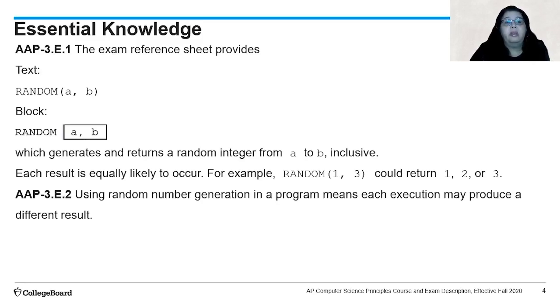On the AP-CSP exam, randomization is expressed with parameters in text form as A comma B, and also in block form with A comma B within a block. What you need to take away is that the range of numbers expressed as A and B are inclusive. For example, random 1 comma 3 means that piece of code will return either 1, 2, or 3. So that is the range, and the numbers are bookends, but inclusive.